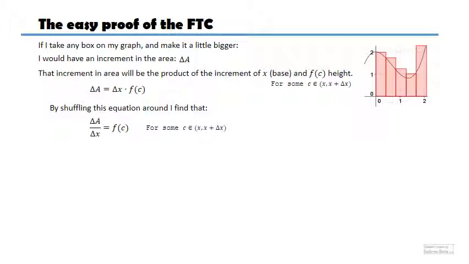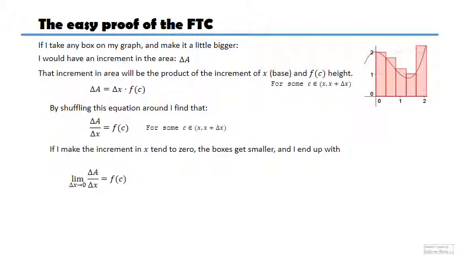Now, let's take limits. If we make the delta x go to 0, what do I end up having here? Hey, this is my definition of the derivative that I had earlier on. And what's going to happen here? Well, c is between x and x plus delta x. So if delta x goes towards 0, well, c is going to go towards x. So I'm going to end up having this, that f of x is equal to the derivative of the area.